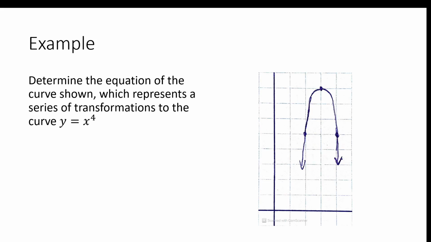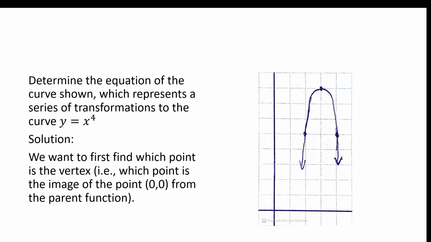Now, what if we want to determine an equation of a curve shown representing a series of transformations to the curve y equals x to the 4? Well, first we want to find out which point is the vertex. Very similar to the discussion we just had about odd functions. It works with even functions as well. But before we get into that, let's just talk about how on the parent function of y equals x to the 4, we know that the vertex is always at 0, 0.